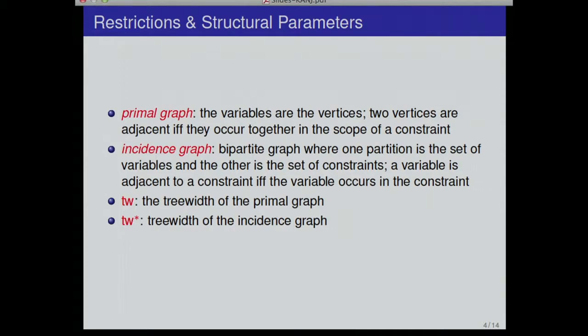Okay. Now, there are two popular auxiliary graphs that have been associated with CSP, and also with CNF-SAT. The first one is the primal graph. The vertices of this graph are the variables in the instance, and there is an edge between two vertices if they occur together in the same constraint. The incidence graph is a bipartite graph. On one side you have the variables, and on the other side you have the constraints, and there is an edge between a variable and a constraint if the variable appears in the constraint. TW denotes the treewidth of the primal graph, and TW star denotes the treewidth of the incidence graph.